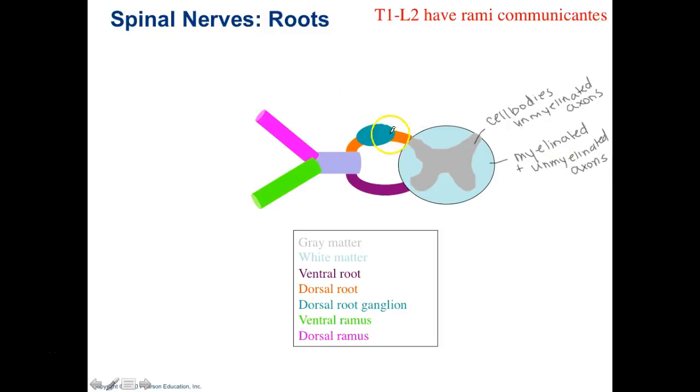Now next we have our dorsal root. The dorsal root contains only sensory nerves. Okay. And of course these colors are corresponding with the names. This is going to be our dorsal root ganglion. This contains only sensory cell bodies.